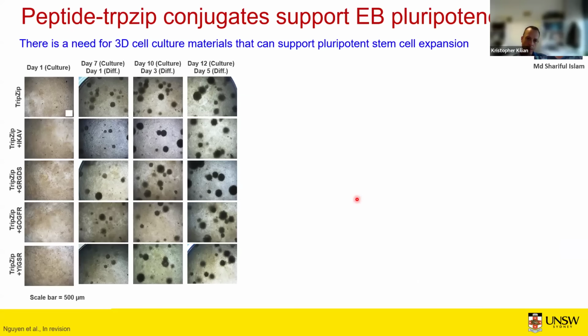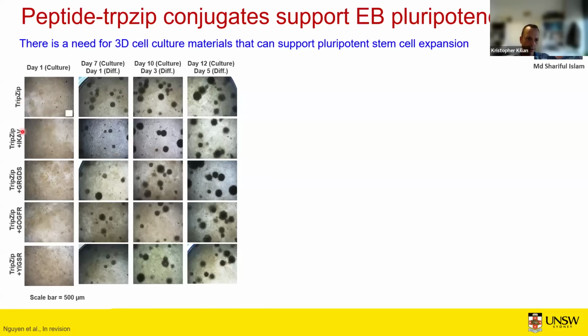Okay, so moving on from the intestinal organoids, one area that is really important for cell expansion for ultimately production of therapeutically useful cells is induced pluripotent stem cells. And iPSCs are most often cultured on planar monolayers on glass or plastic that have a thin layer of Matrigel or vitronectin coating. And so we asked whether we could use Trpzip to expand these cells in vitro.